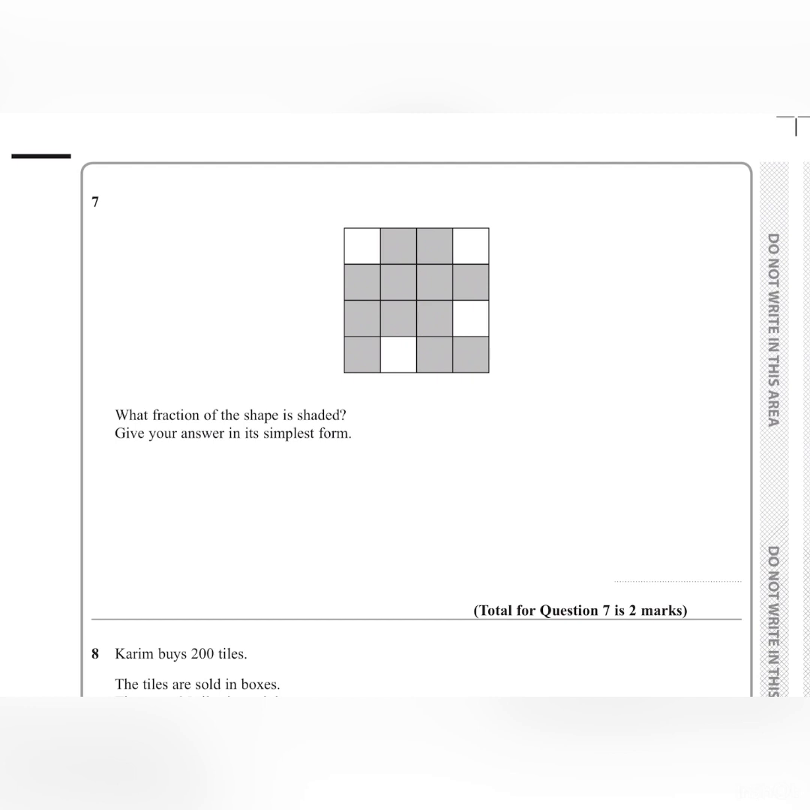Okay, question number 7. It says what fraction of the shape is shaded? Now, if you look at how many squares there are all together in that shape, we got 4 this way and we got 4 here. So that's 16 squares all together in that shape. And then how many of them are shaded? We got 1, 2, 3, 4, 5, 6, 7, 8, 9, 10, 11, 12. 12 are shaded. And it's to give your answer in its simplest form. Well, you can halve them first, 6 over 8, and then halve that again, which is 3 over 4. So 3/4 of that shape is shaded.